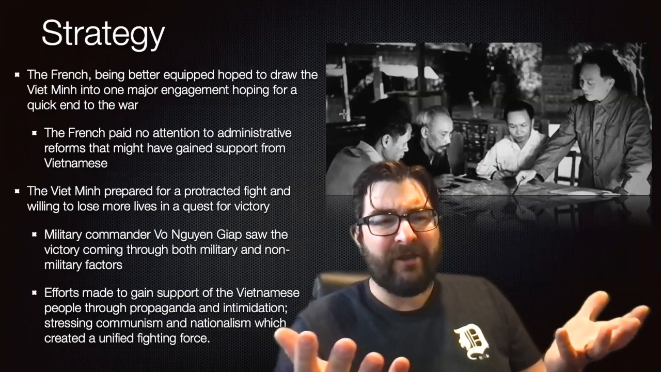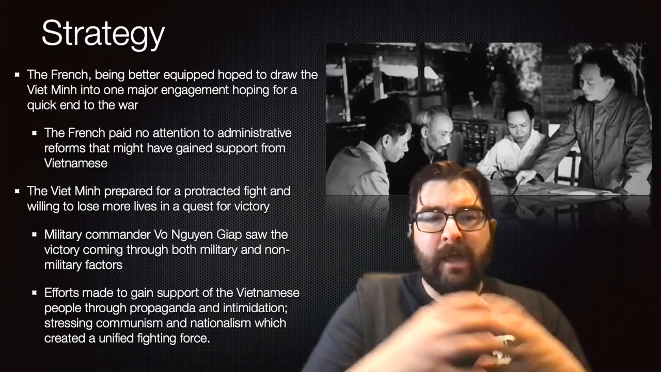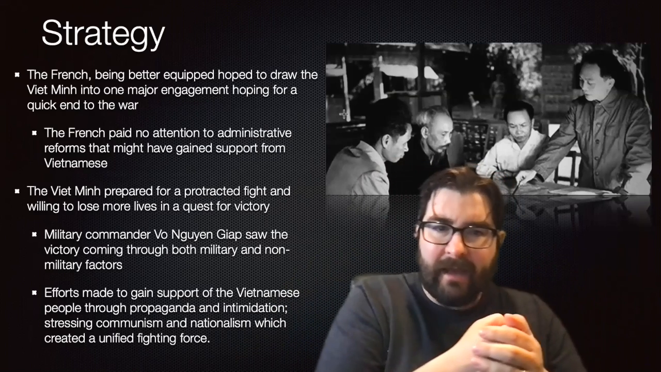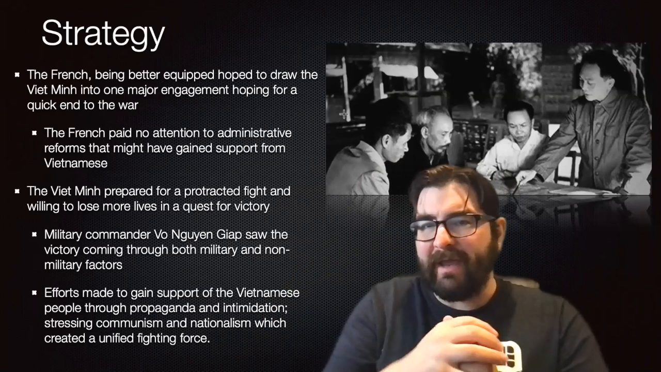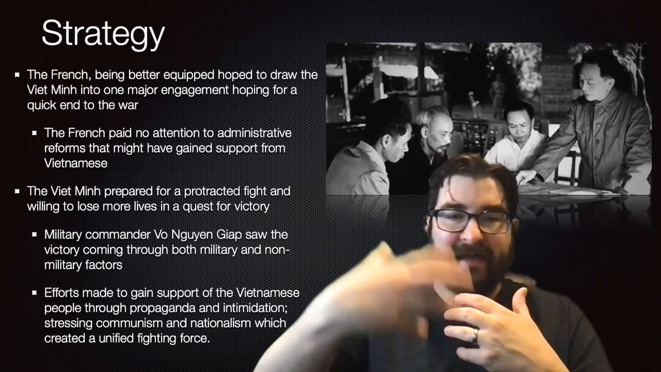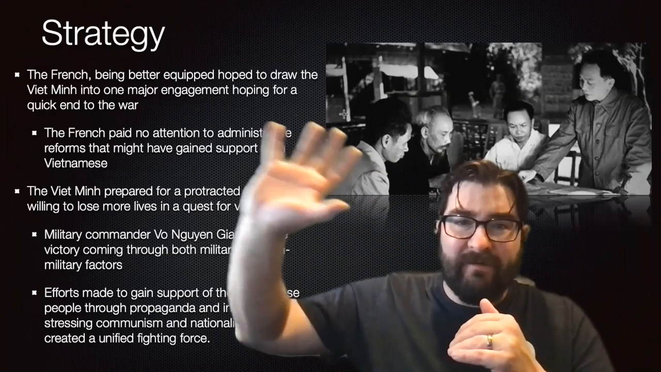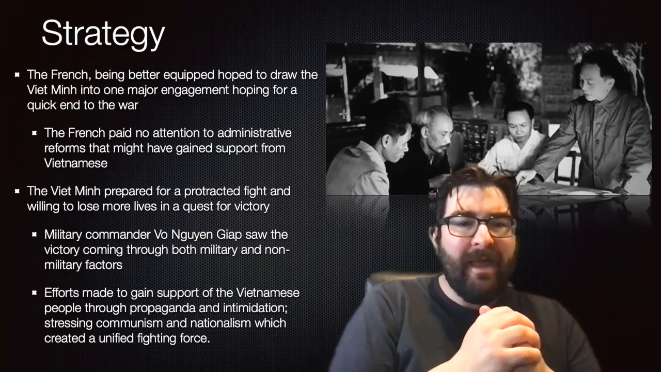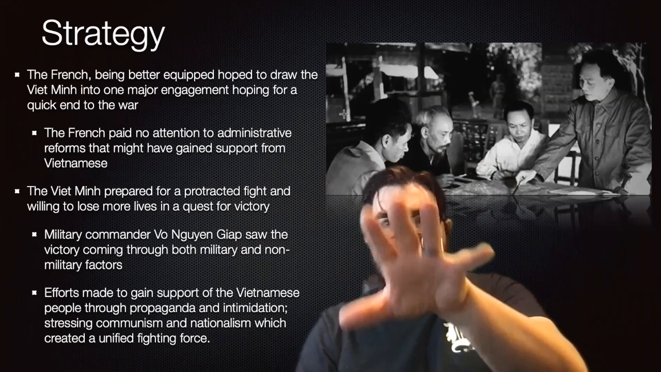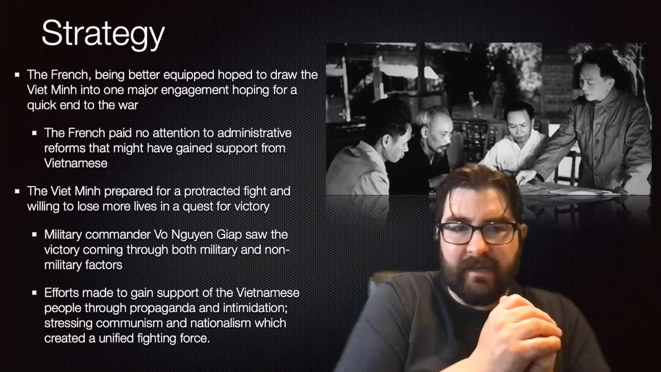Now, when it comes to strategy, the French, having the better equipped army, are hoping to draw the Viet Minh into one major engagement that can break the back of their enemy and bring a quick end to the war. The French do not want to see this turn into a long-lasting war of attrition, because that is a really hard thing to do when you are fighting thousands of miles from your home. The French are going to pay no attention to administrative reforms in the country of Vietnam that might have gained them some popular support from the Vietnamese people.